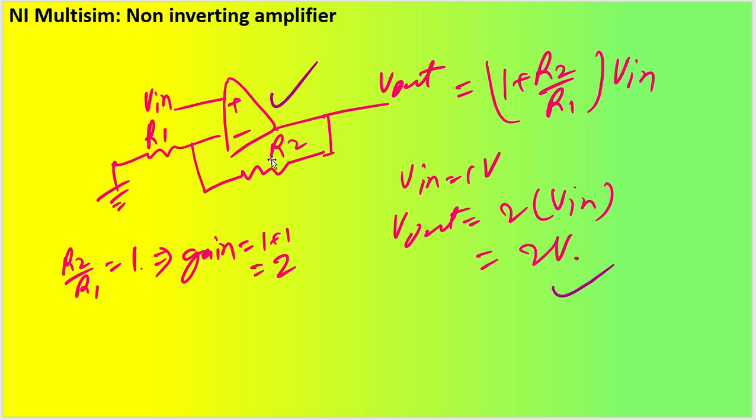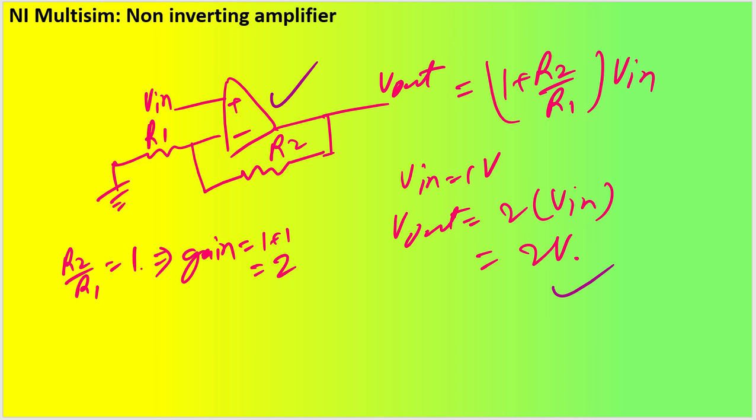Let us say my R2 by R1 is 1. So what will be the gain? 1 plus 1, that is 2. So the total gain will be 2. And if my input voltage is 1 volt, my output voltage will be how much? Gain times input voltage, that is 2 volt.